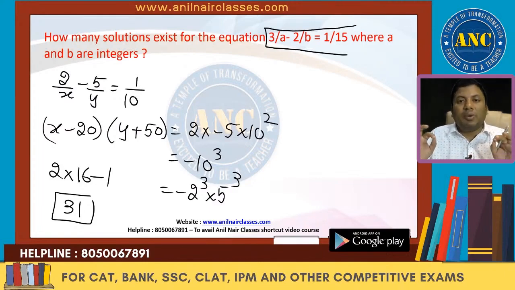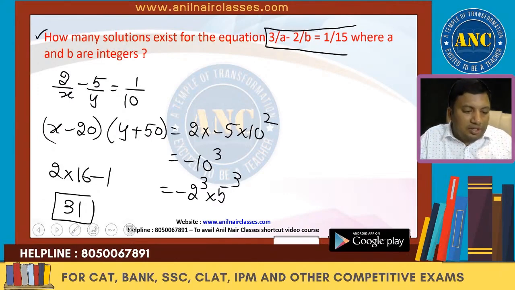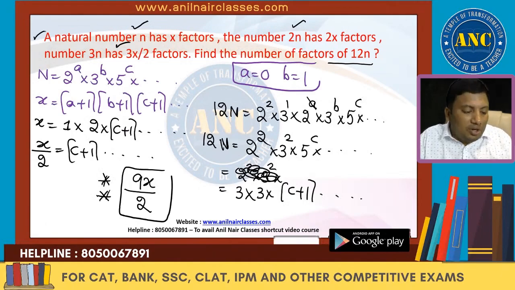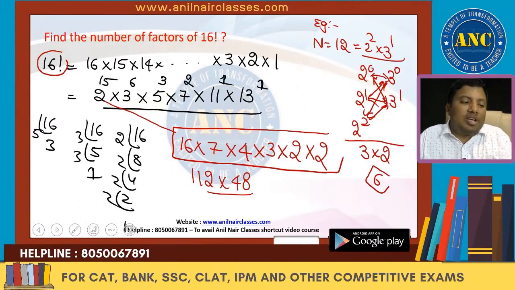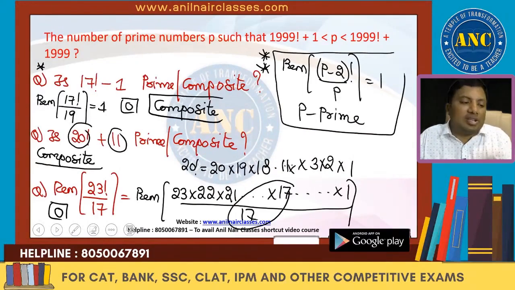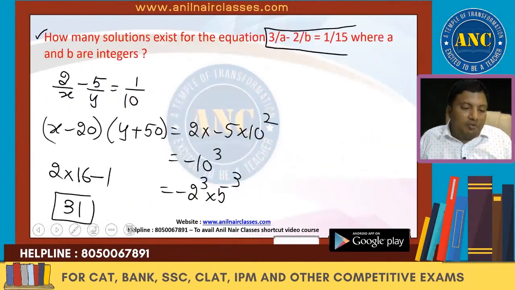A by x plus b by y equivalent to 1 by c. This question is based on integral solutions. This question is based on factors. This question is based on LCM and HCF. This question is based on factorial is given, how to determine the number of factors. This question is based on prime numbers. For each and every question, there is one different model which we will discuss.